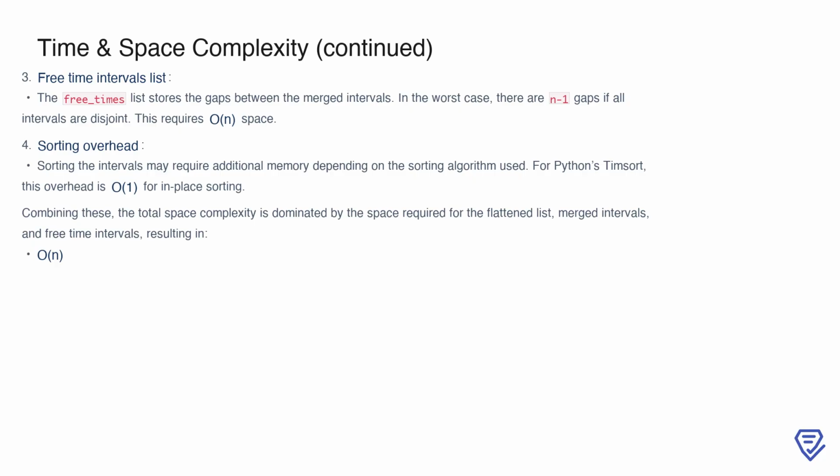Sorting the intervals may also involve some additional memory overhead, depending on the sorting algorithm used. Python's timsort, for instance, performs in-place sorting, which means it has an overhead of O(1) for space. When we combine all these factors, the total space complexity is dominated by the space used for the flattened list, the merged intervals, and the free time intervals. This results in an overall space complexity of O(n).